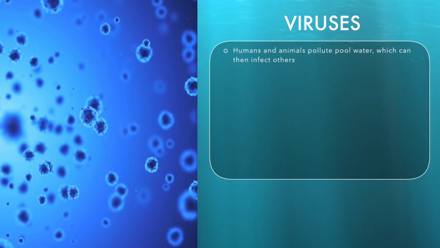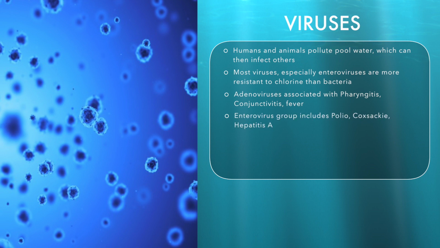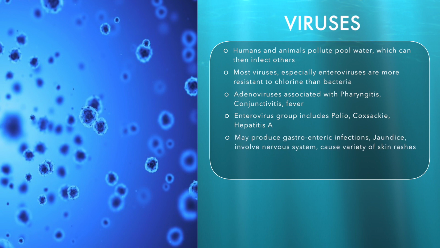Viruses. Humans and animals pollute pool water with viruses, which can then infect other users. Most viruses, especially the enteroviruses, are more resistant to chlorine than bacteria, such as Escherichia coli. Adenoviruses are associated with pharyngitis, conjunctivitis, and fever. The enterovirus group includes polio, Coxsackie, and hepatitis A. These agents may produce gastroenteric infections, jaundice, involve the nervous system, and cause a variety of skin rashes. Disinfection concentrations required by the legislation will destroy the harmful viruses and render the pool water safe.